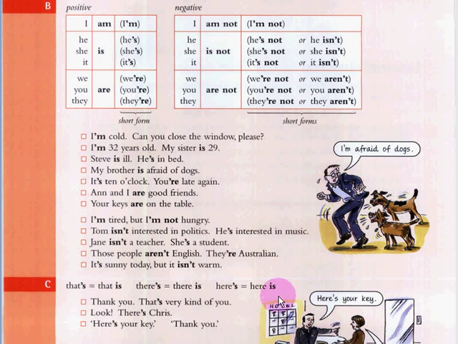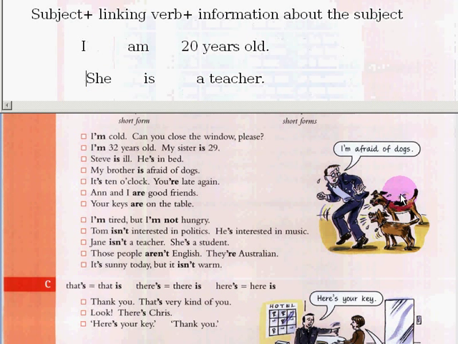Now let's look at more examples that can show this. Thank you. That's very kind of you. Again, this also demonstrates the simple equation I taught you. That is your subject and linking verb, and very kind of you is the information about the subject.